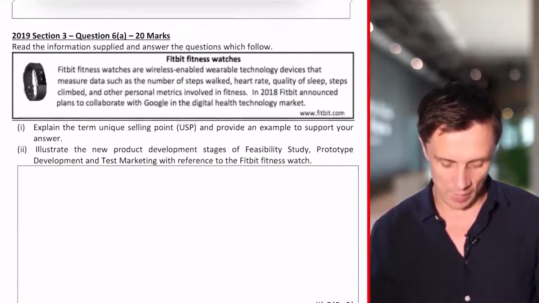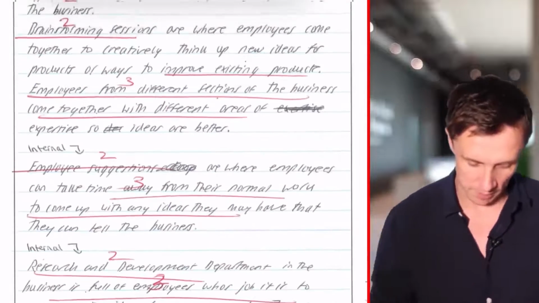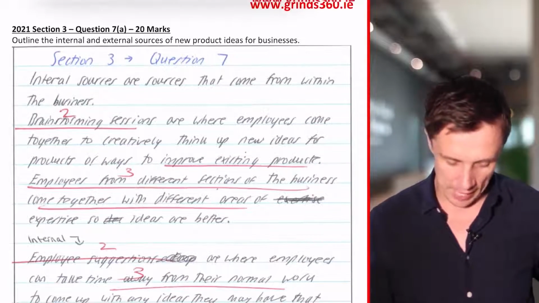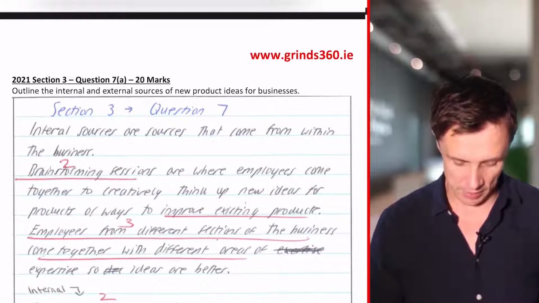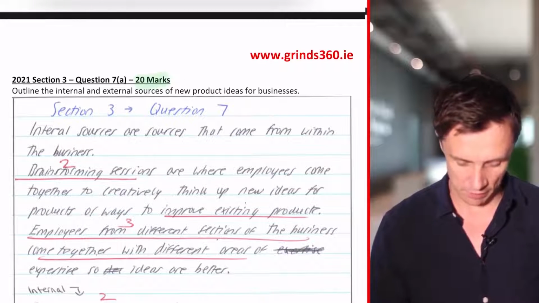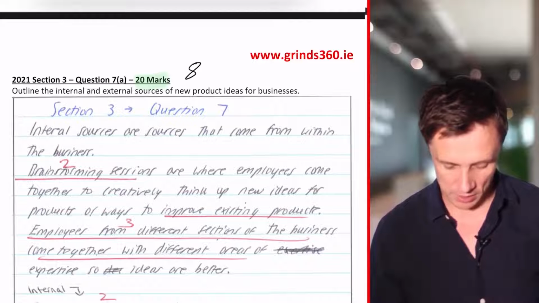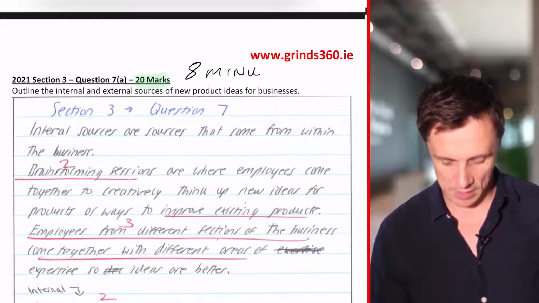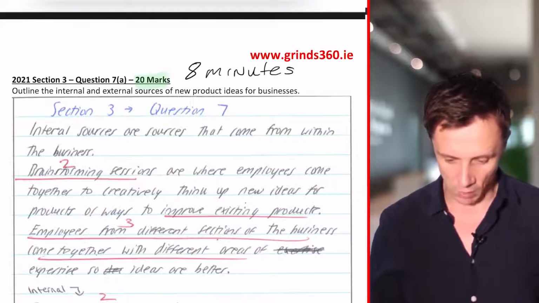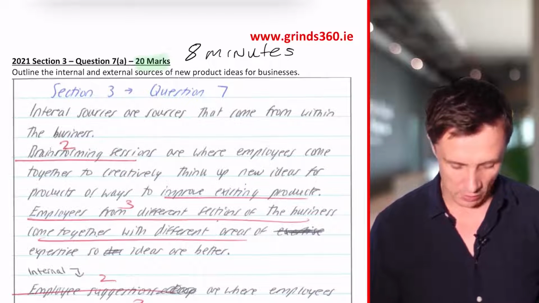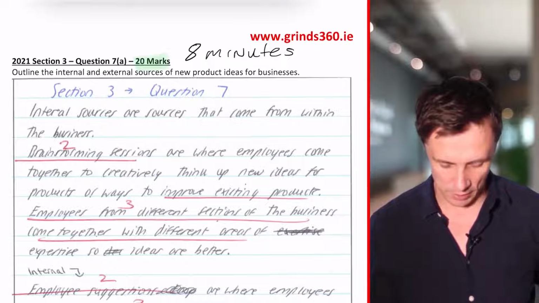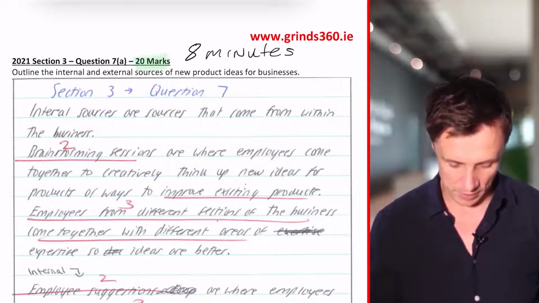Right, so we'll have a quick look over a few questions here. Again, here's a quick one. If you want to mark in here on page 8, we see it here for 20 marks. So remind yourself, when a question pops up for 20 marks, it means you've got 8 minutes to answer it. What we see here is, again, 20 marks, outline the internal and external sources of new product ideas for a business.